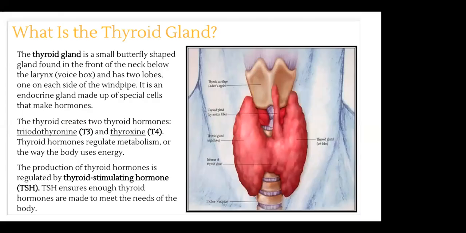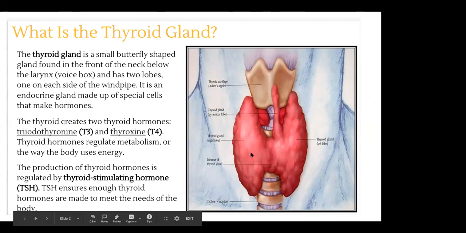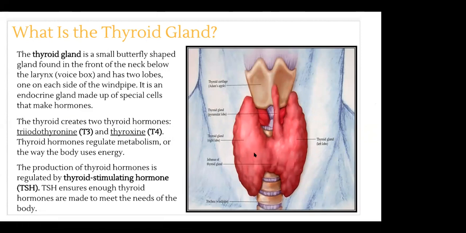So when we look at the thyroid gland, this is a small butterfly-shaped gland found in front of the neck. It's below the larynx, which is the voice box, and it has two lobes, one on each side of the windpipe. It's an endocrine gland, made up of special cells that make hormones. You can see the gland here has a pyramidal lobe. It has a right and left lobe, and in the middle, it has something called the isthmus of the thyroid gland.